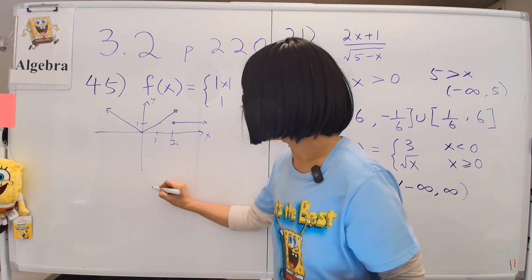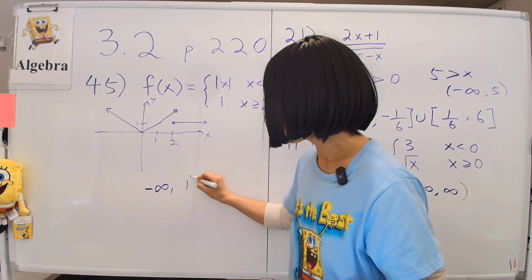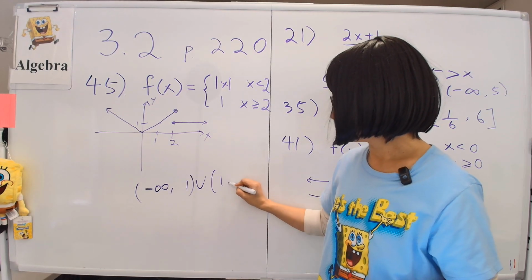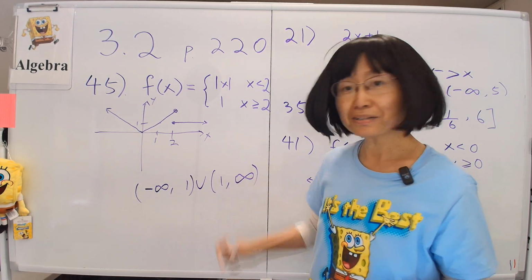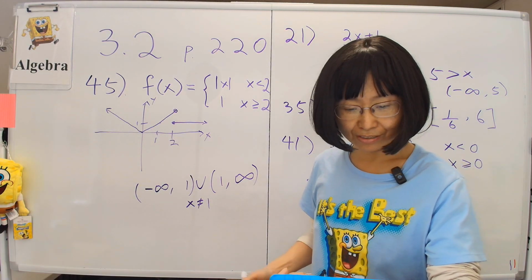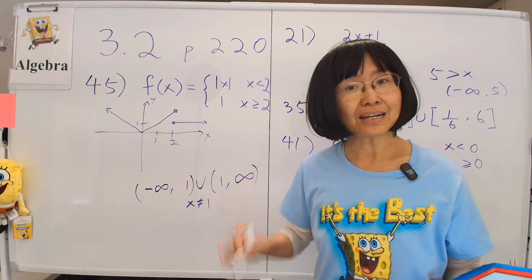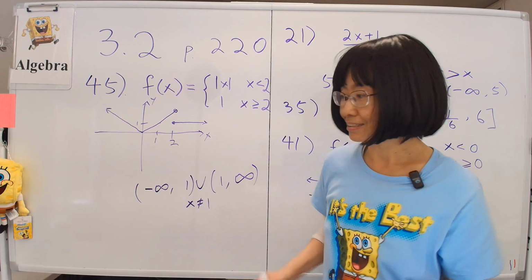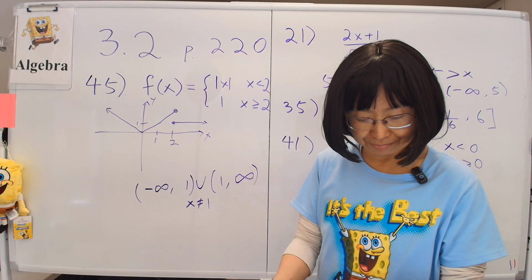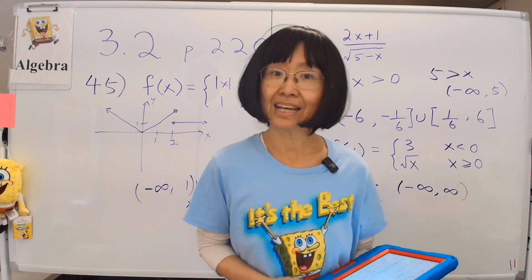So the domain goes from negative infinity to 1, union, then from 1 to positive infinity. Another way of saying this is x not equal to 1. It's not because the function can't accept 1, since it looks fine for x equal to 1, but it says we do not accept 1 in this function, period. It's just an artificial rule, but you better obey it. That is the end of this section.